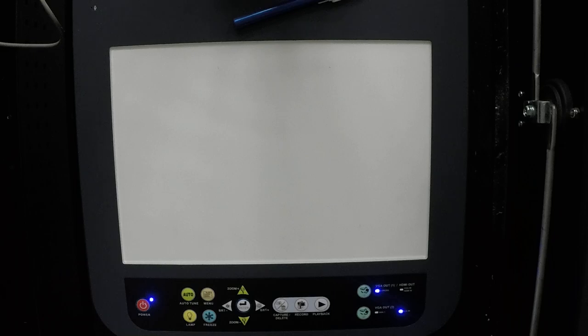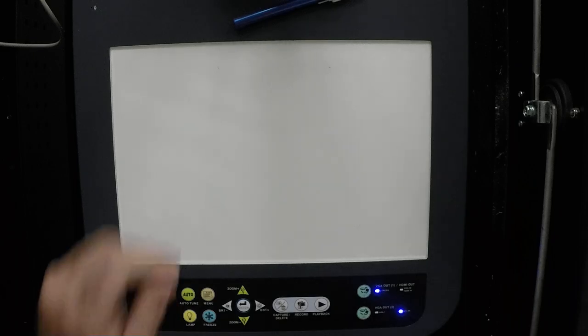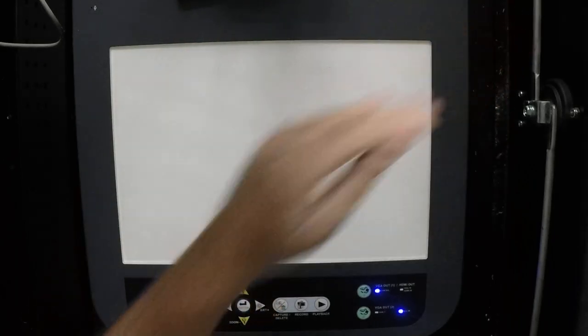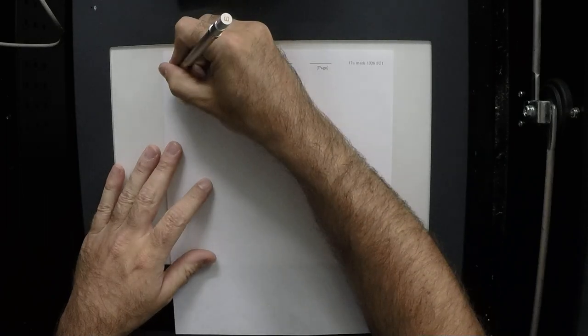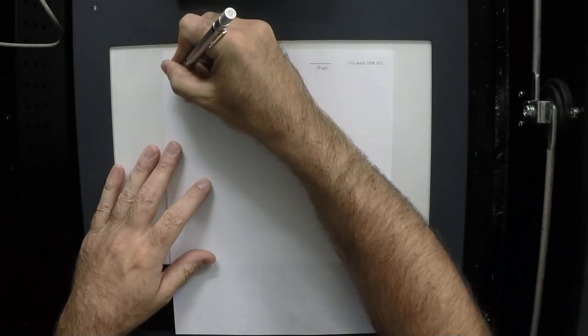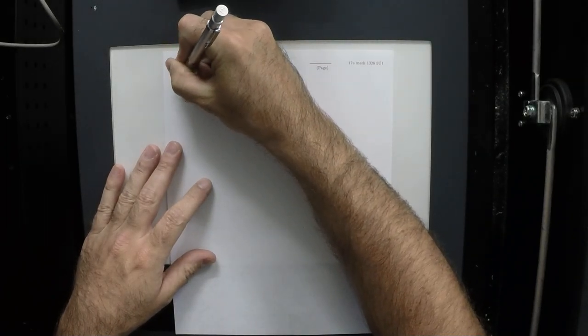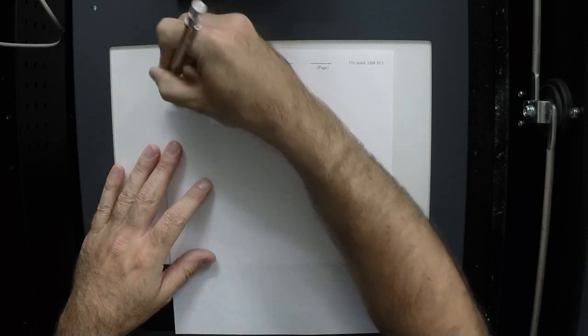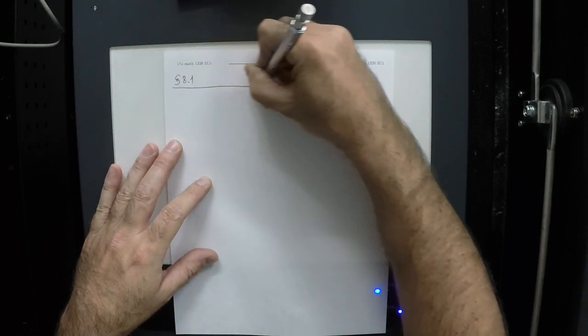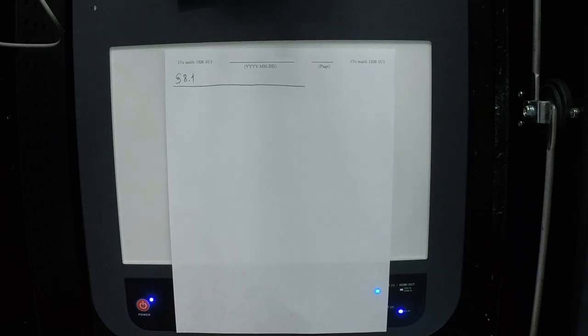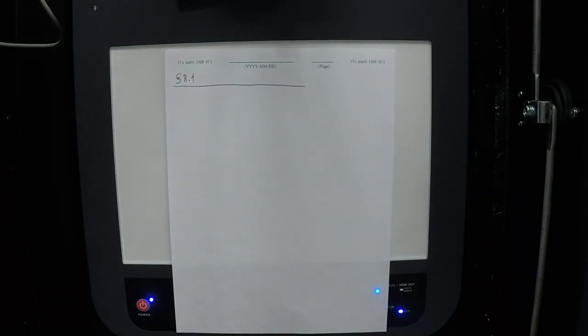So, now we're in a new chapter. Chapter 8, section 1. And before I write down the title, I want to remind you of the basic, the generic roadmap of calculus.